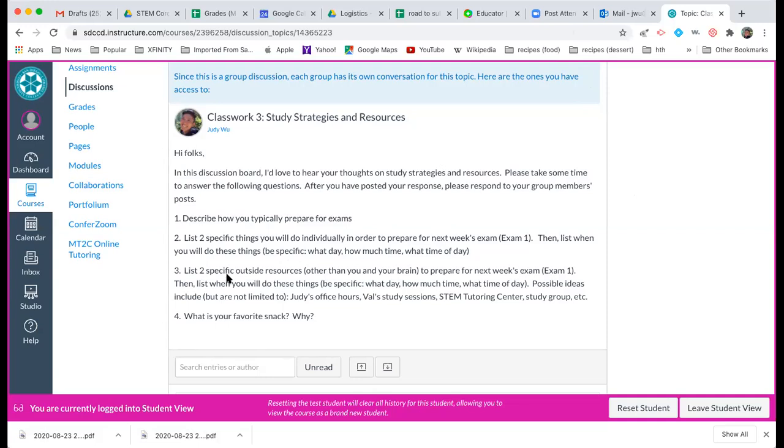I want you to list 2 specific outside resources. Outside meaning not you and your brain, but it could include other people, it could include office hours, study sessions, or STEM tutoring or a study group, but tell me when you're going to access these groups, okay?